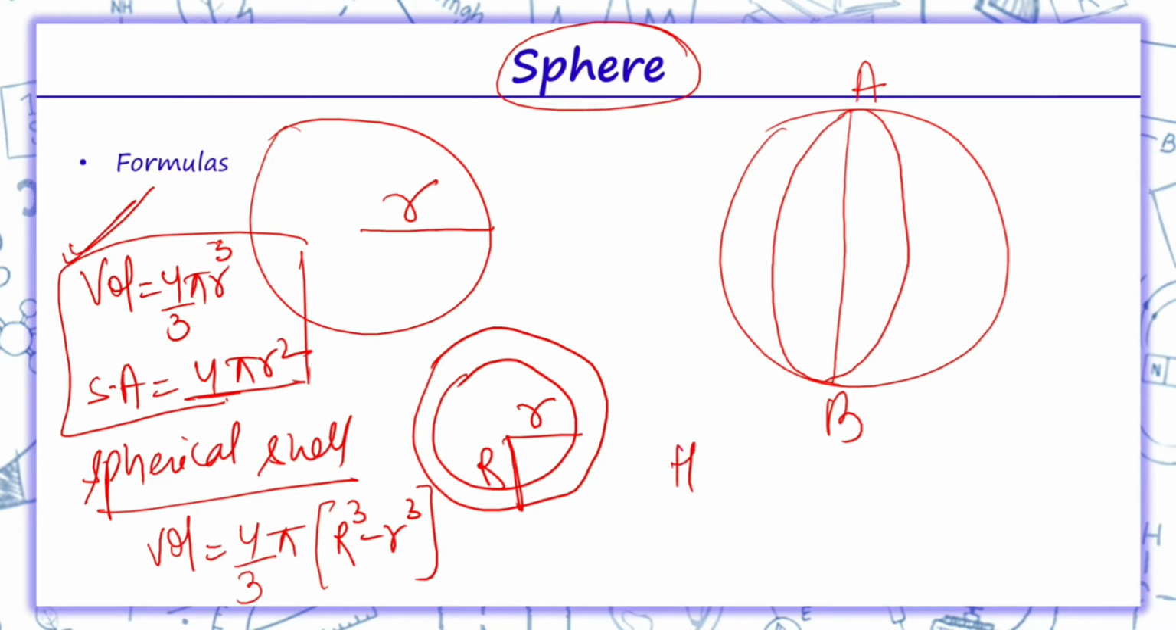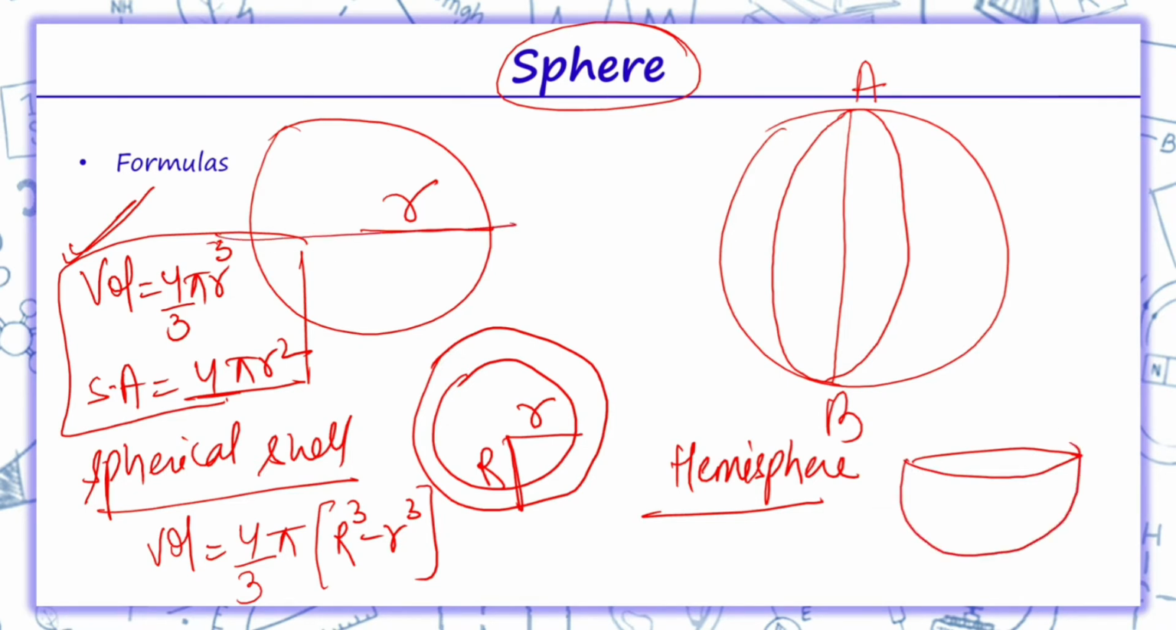Then hemisphere. What is hemisphere? Hemisphere, it is a solid sphere which is cut through its center. So this is called hemisphere when it is cut through center of radius r. So hemisphere volume is 2 by 3 pi r cube and its surface area is 3 pi r square.